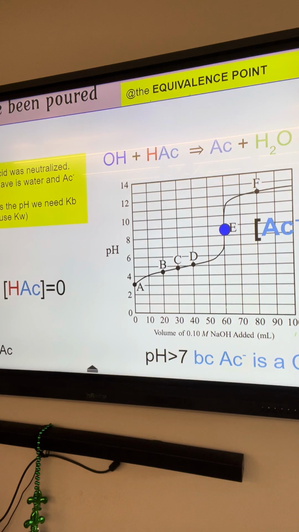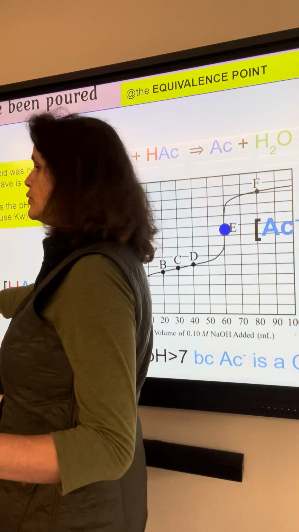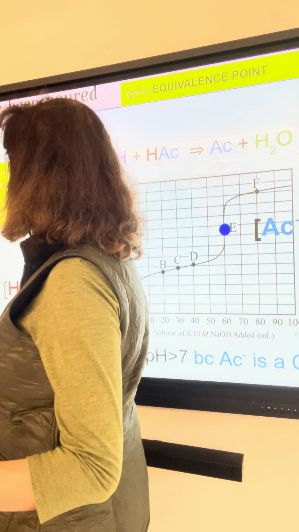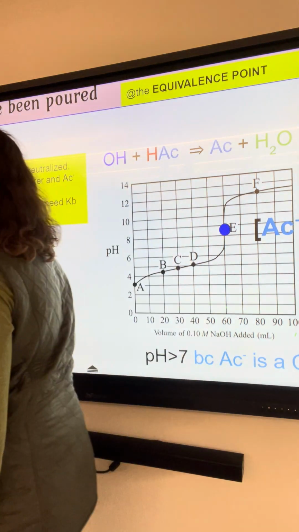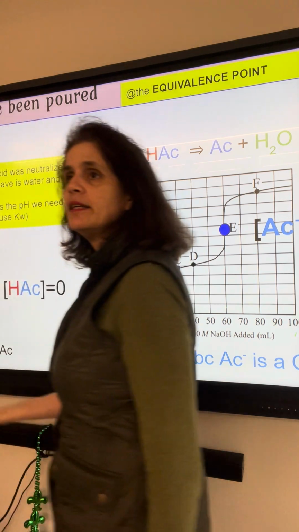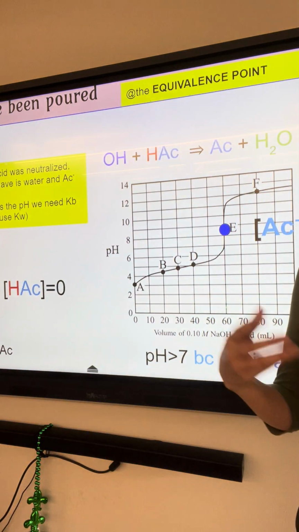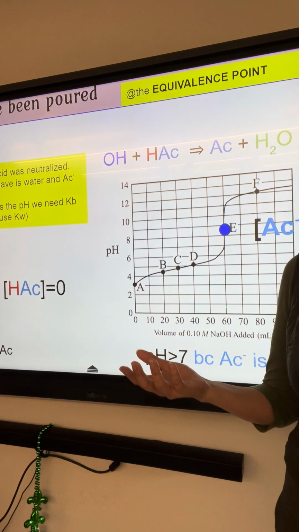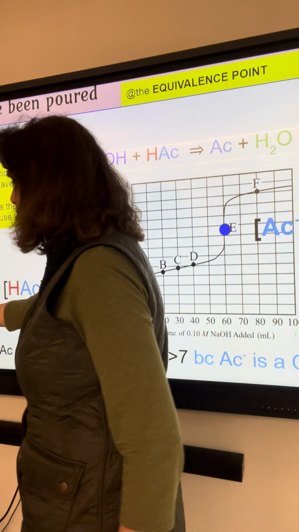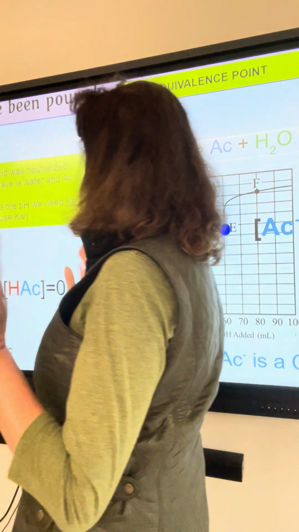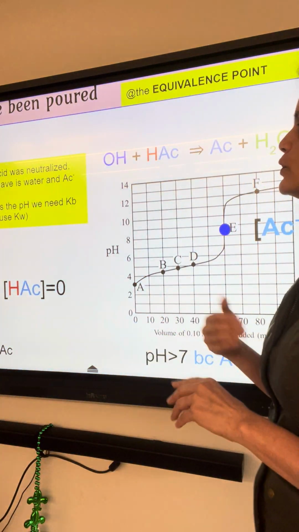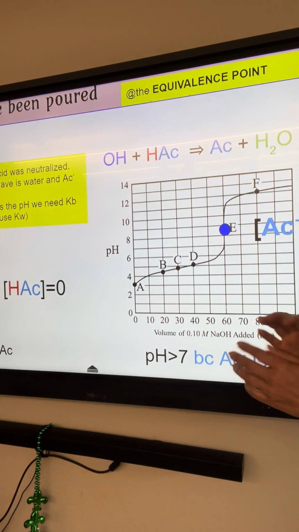E. What is E? Equivalence. What happens at equivalence? All my H's disappear. Did you see that? No H is present. What do I have left over in solution? AC minuses, all conjugate base. Should the pH be 7? No, it should not, because it's base. This conjugate base matters. The Cl minus does not. Who cares about that one? The conjugate base of a strong acid is useless.